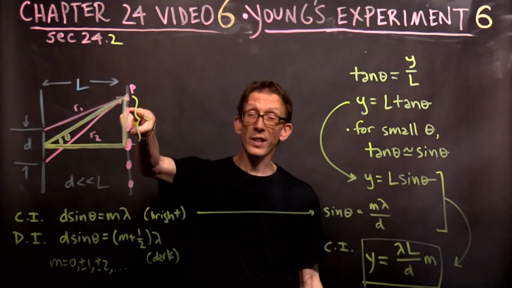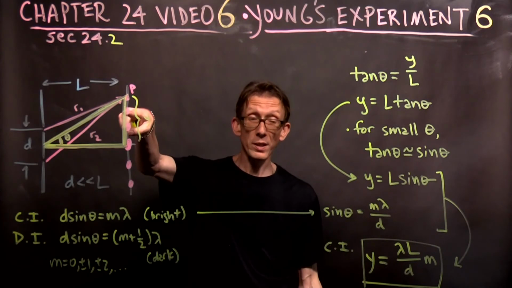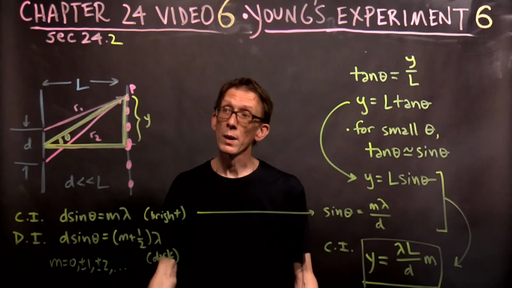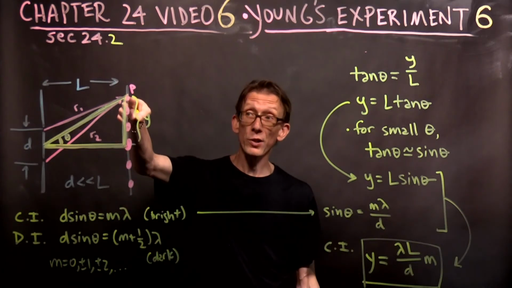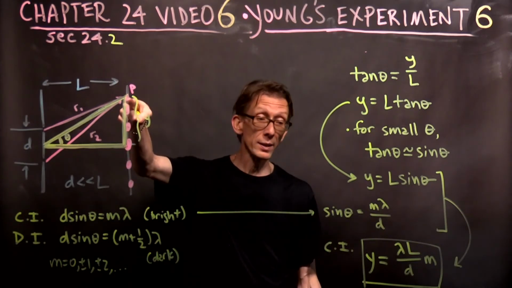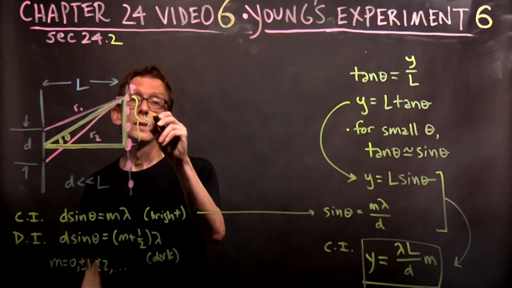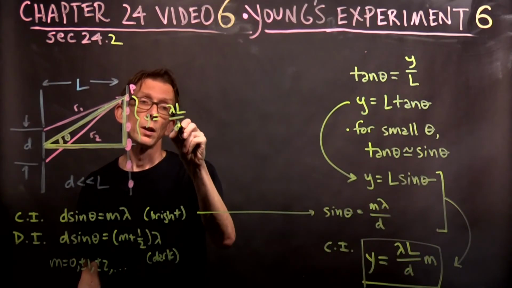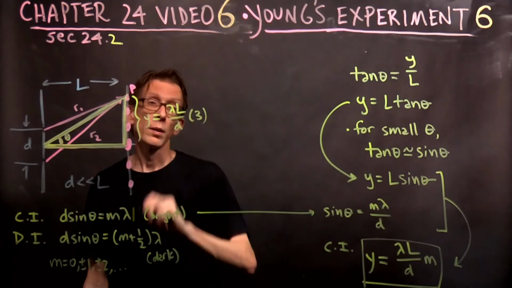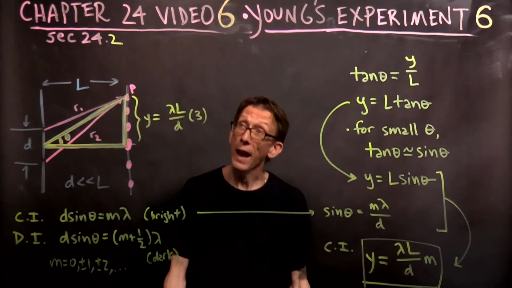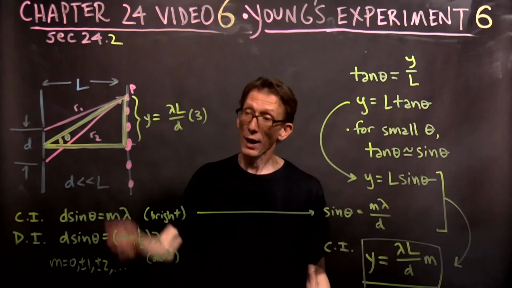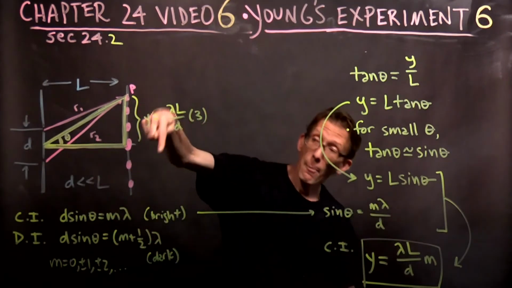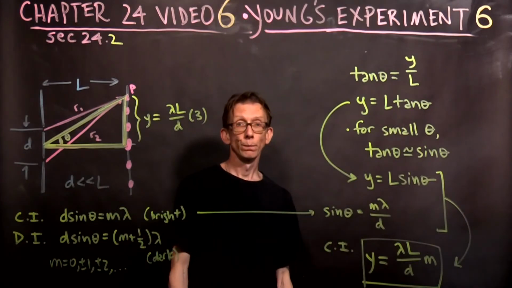The position of the second bright fringe is twice as much. It's lambda L divided by d times 2. The position of our fringe at point P, y, equals lambda L over d times 3. And all the way up. And all the way down for the negative numbers. Positive y this way, negative y that way.